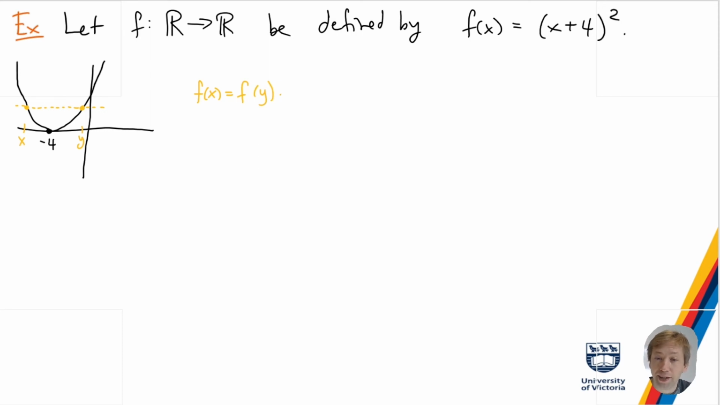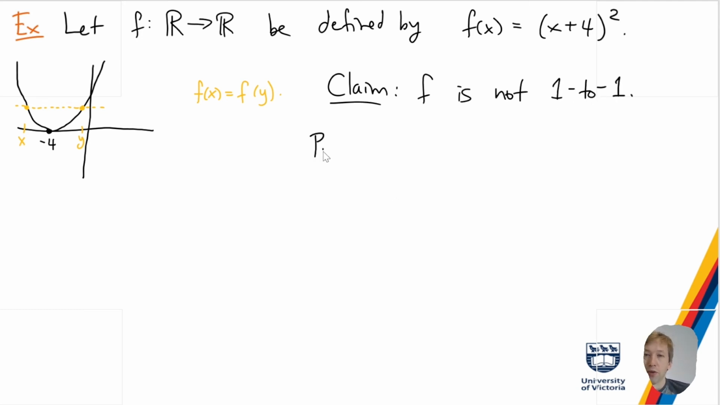Now, I want to clarify that this is a picture. This is not a proof, because in particular, I haven't proven that the function even looks like this, although we sort of know that it does. To really prove that this is not injective, what we need to do is give a counterexample. So I'm claiming that f is not injective, or maybe I'll use the other terminology, f is not one-to-one. Okay, so my proof is by taking a counterexample.